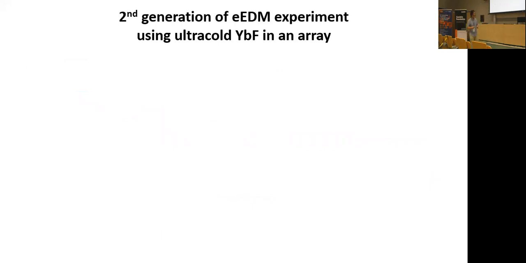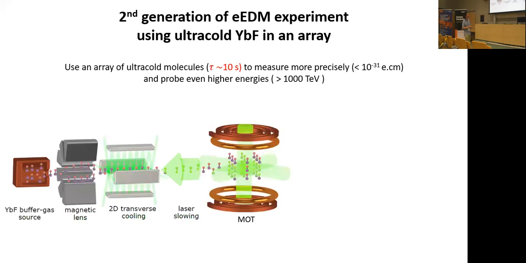Okay, in the remaining time, I will explain the next plan. Looking to the future, we have been building the next generation EDM experiment that is using ultracold molecules trapped in an array. Up to this point, it's fairly identical to the beam-based experiment, but here the molecules will be decelerated by this laser slowing and then captured in a magneto-optical trap.